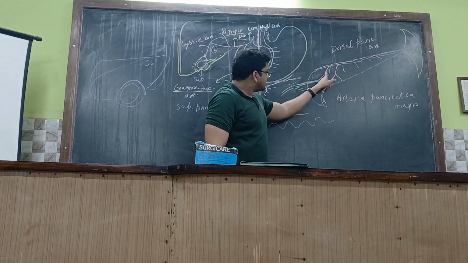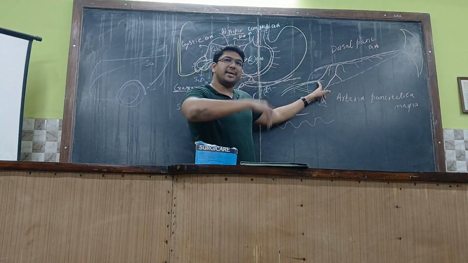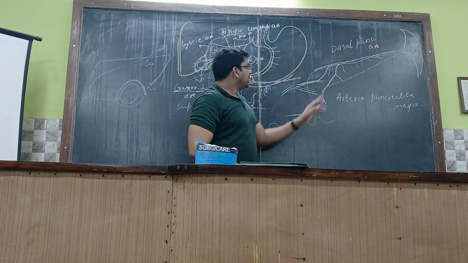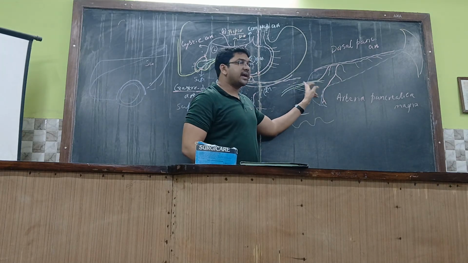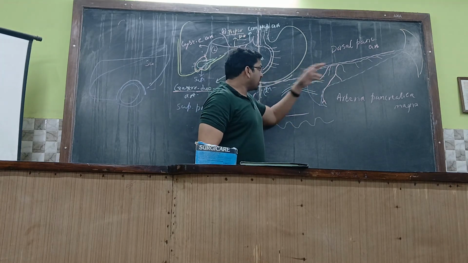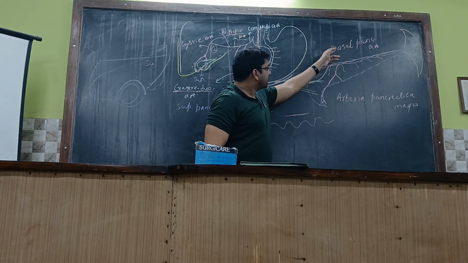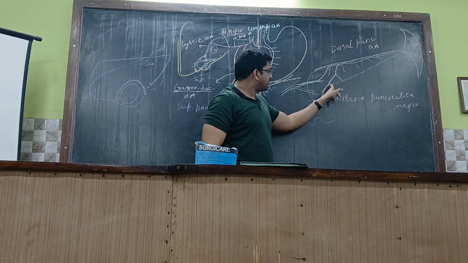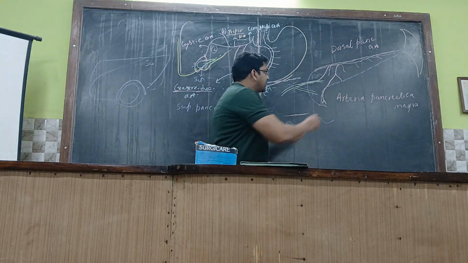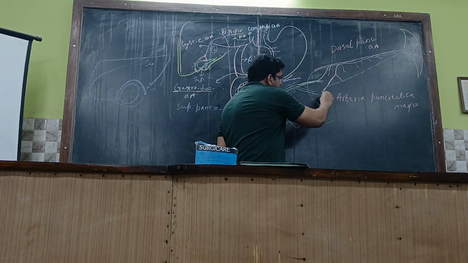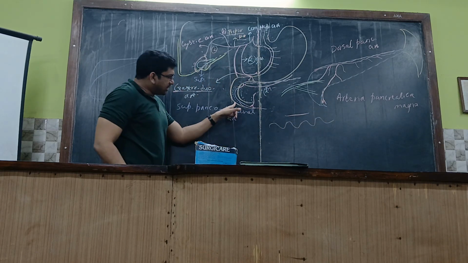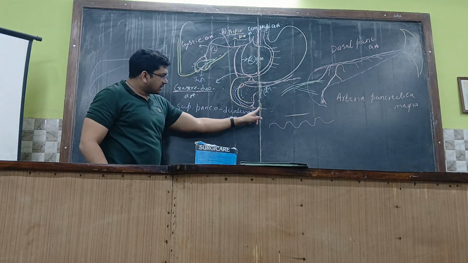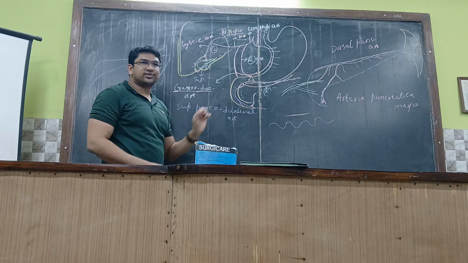So one main branch, nothing but the arteria pancreatica magna, which is the biggest branch, will be associated with the common pancreatic duct. And one more branch is the dorsal pancreatic artery, which will divide into a right branch and a left branch. This branch will be going downwards and anastomoses with the pancreaticoduodenal arcade, or nothing but the inferior pancreaticoduodenal arteries.